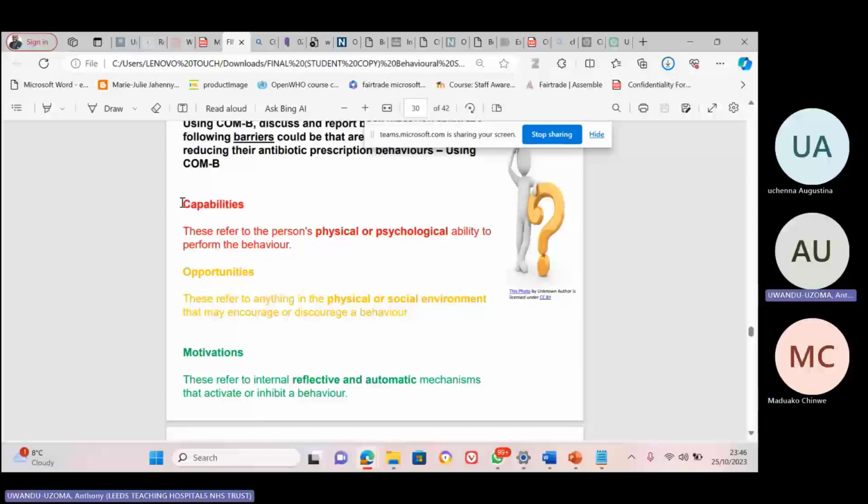What can a person do? That's the capability. What are the opportunities around the person? That means the physical and social environment. And then what are the motivations? That means what can help the person to do it. So these are the key messages of the COM-B model.